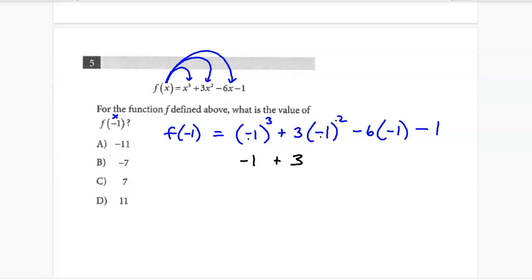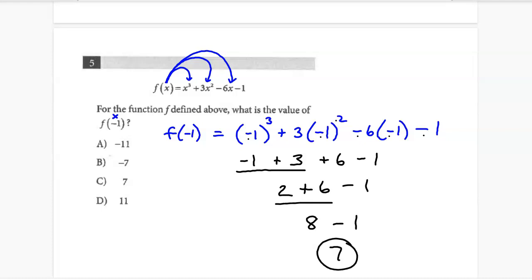Positive 1 times 3 is 3. Over here I have a negative 6 times a negative 1. That's plus 6. And then I have this minus 1 at the back. So now cleaning all this up, a negative 1 plus 3, well that's 2. Added to 6, it's 8. Take away the 1. Gives me a final answer of 7. So the correct answer there is C.